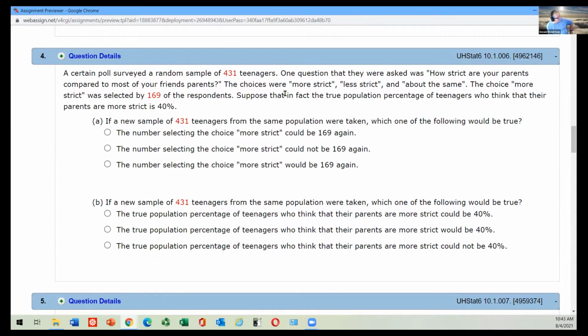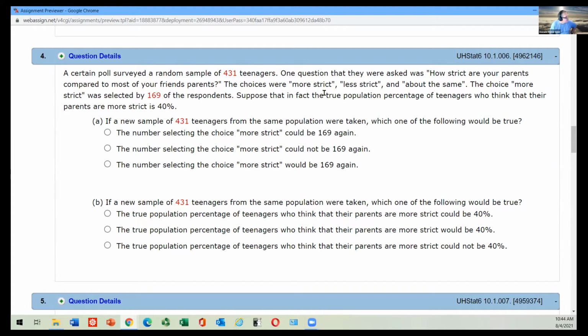Okay, let's look at this story. A certain poll surveyed a random sample of 431 teenagers. One question they were asked was, how strict are your parents compared to your friends? The choices were more strict, less strict, or about the same. The choice "more strict" was selected by 169 of the teenagers.